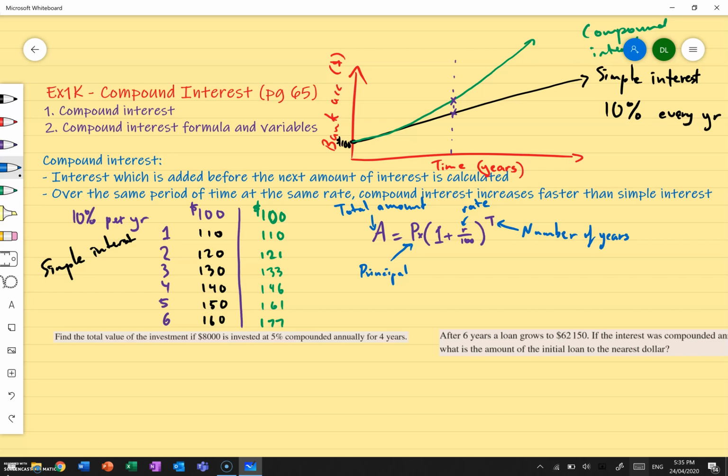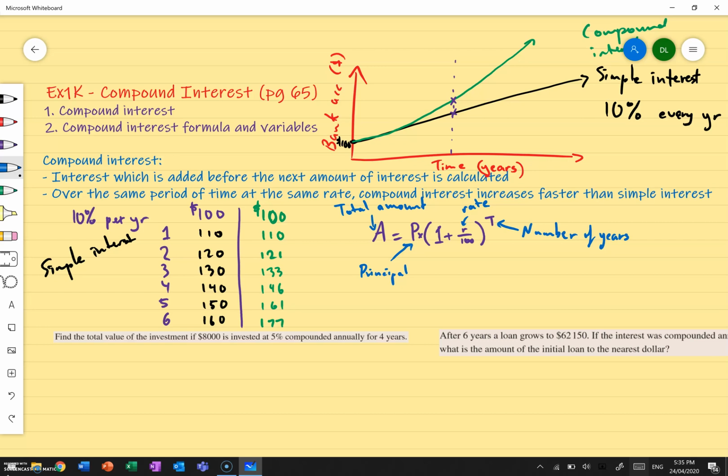We use this formula to go ahead and calculate our compound interest. And you can use this formula in real life to calculate how much money you would have in a bank account if you didn't take any money out of it or put any extra money in. So that's actually a real life formula.